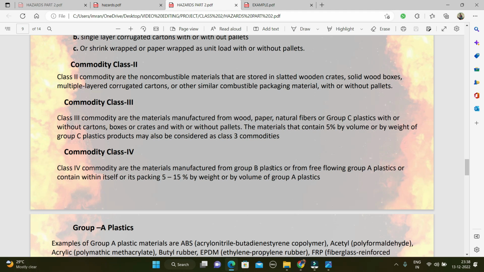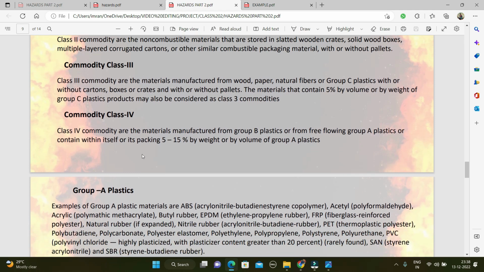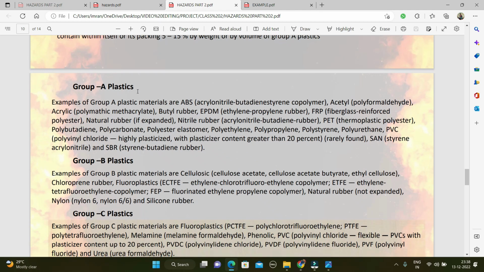Commodity class 4 are the materials manufactured from group B plastic, or from free flowing group A plastic, contained within itself or its packing, 5 to 50% by weight or by volume of group A plastic. See, in commodity class 3, if 5% of group C plastic is contained, then we will consider it as class 3. But if 5 to 50% is group A plastic, we will consider it as commodity class 4.